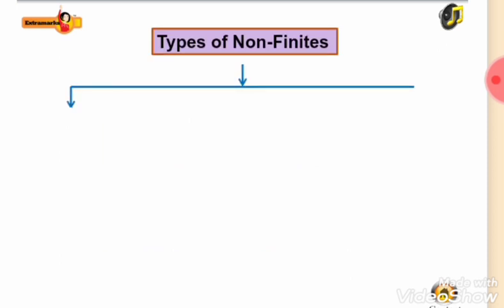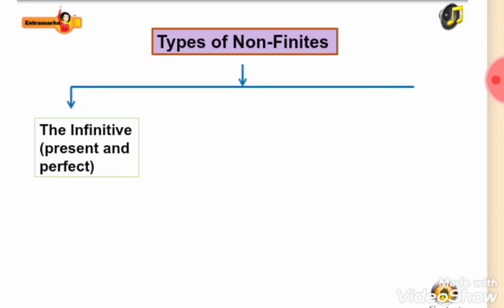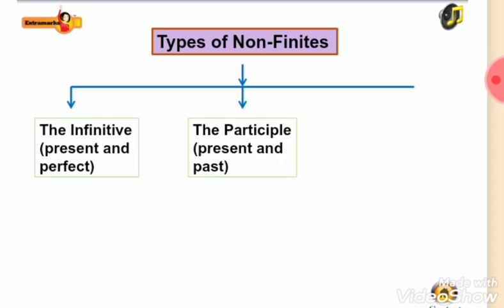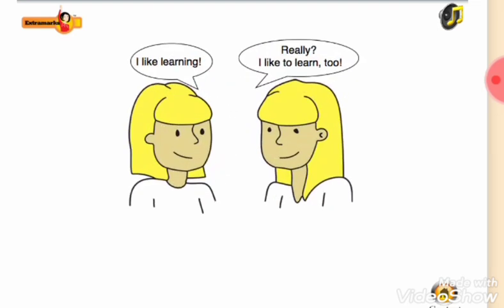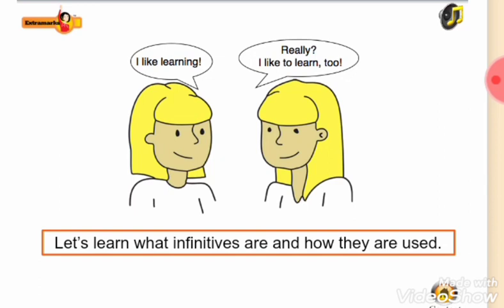Types of non-finites. The infinitive, present and perfect. The participle, present and past. The gerund, verbal noun. In this module, we will deal with the infinitives. Let's learn what infinitives are and how they are used.